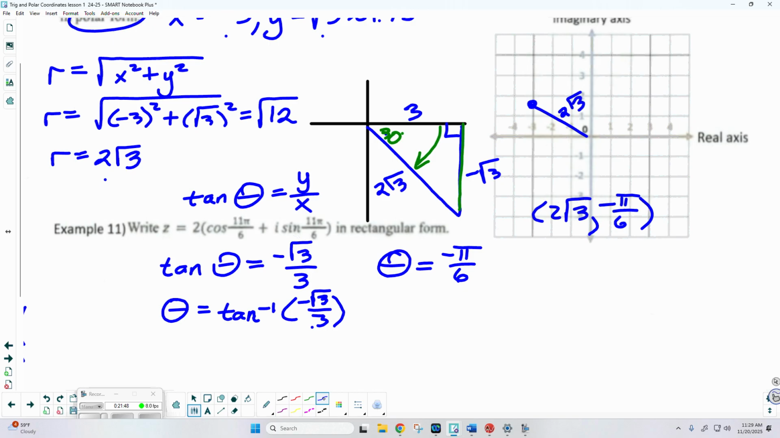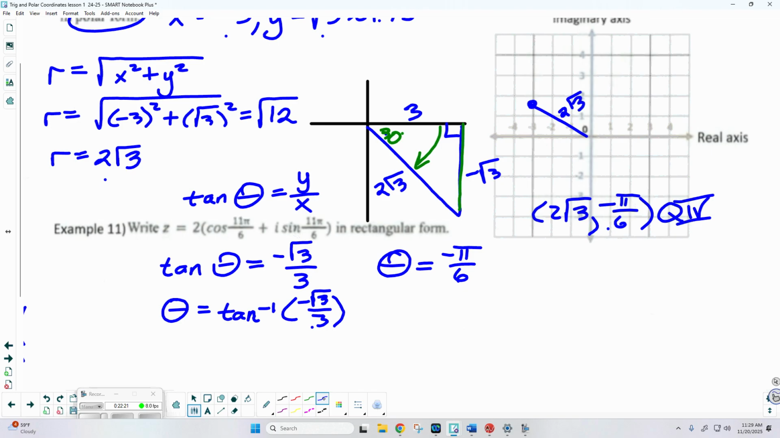Okay, where was your original point? Where was that 3 minus root 3i? Or excuse me, negative 3 plus 3 root 3i. It's in quadrant 2, right? What quadrant is this point? It's in quadrant 4. So I can't use this one to go ahead and write my final answer. So we've got to ensure that this polar coordinate is in the right quadrant.